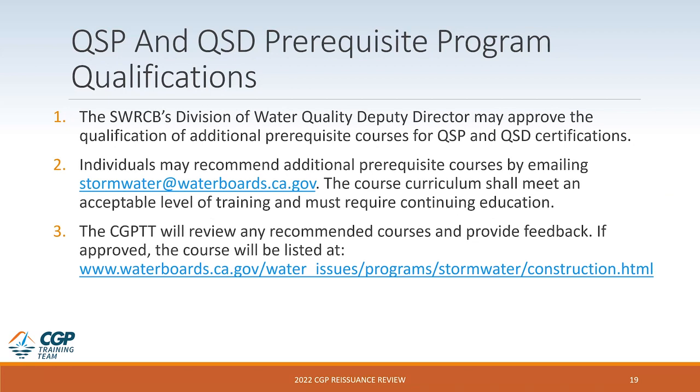The QSP and QSD prerequisite program qualifications. The State Water Board's Division of Water Quality Deputy Director may approve the qualification and additional prerequisite courses for QSP and QSD certifications. Individuals may recommend additional prerequisite courses by emailing the address. The course curriculum shall meet an acceptable level of training and must require continuing education. And the construction general permit training team will review any recommended course and provide feedback and recommendations to the water quality deputy director. If the course is approved, it will be listed at this website seen on the screen.